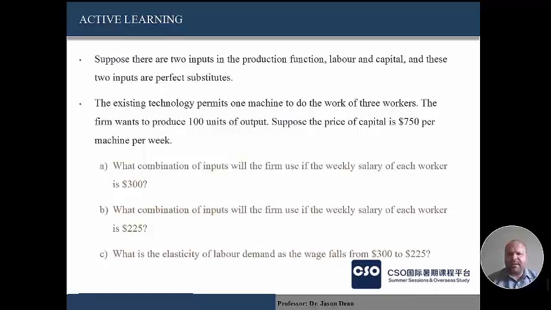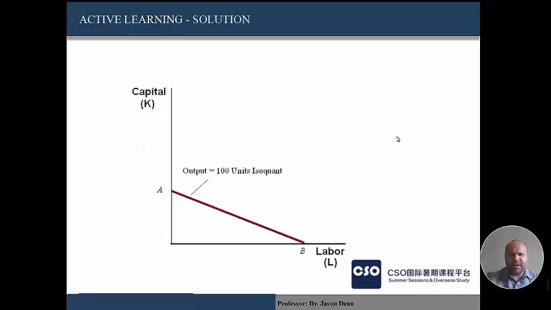So would it make sense to use 3 workers to produce a unit of output if they cost more than using the machine? No. So in A, we have that the wage is 300, and so if we use 3 workers to make 1 unit, it's going to cost $900. But why would we do that when we can only pay $750 and use the machine? Okay, let's look at this on a diagram.